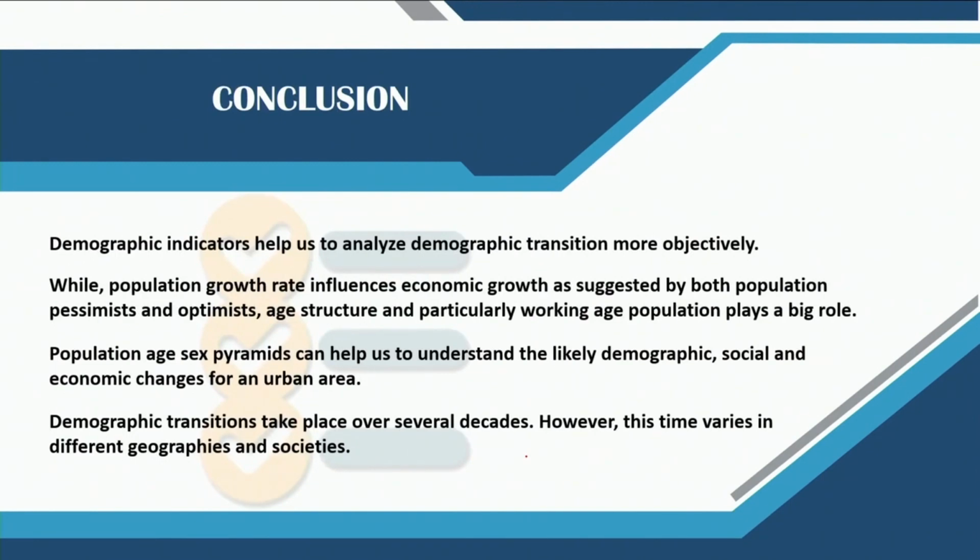And to conclude this lecture, we can say demographic indicators help us to analyze demographic transition more objectively. While population growth rate influences economic growth, as suggested by both population pessimists and optimists, age structure and particularly working age population plays a big role. Population age-sex pyramids can help us to understand the likely demographic, social and economic changes for an urban area, and demographic transitions take place over several decades. However, this time period varies in different geographies and societies.